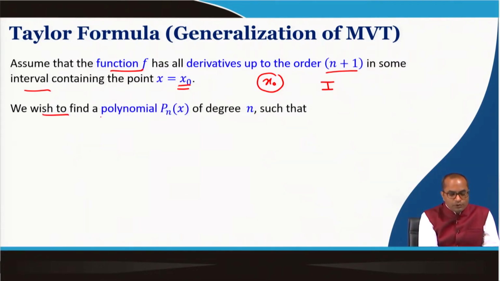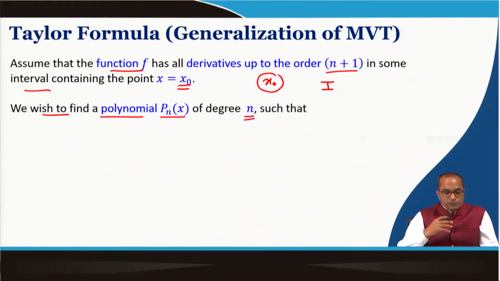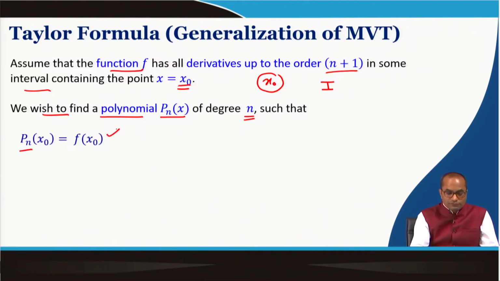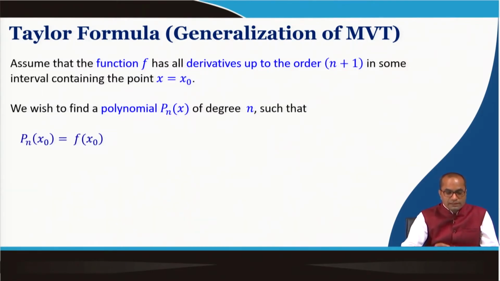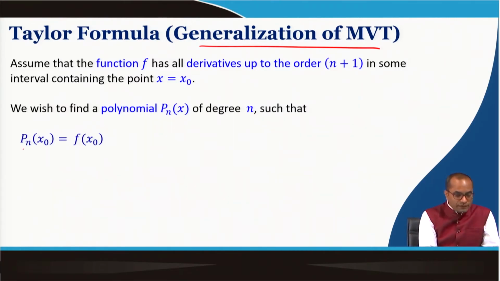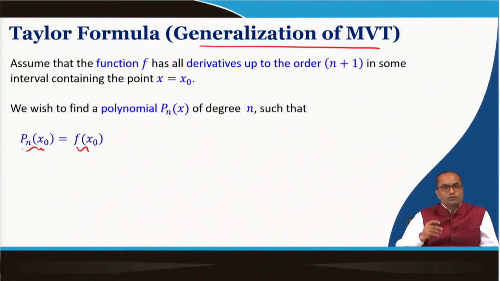and we wish to find a polynomial p n x of degree n. What is the condition on this polynomial? The polynomial value at x naught should be equal to the function value at x naught. Therefore, this x naught point is important, and we will discuss more a little later on this, and how this is a generalization of the mean value theorem, that will also be discussed in this lecture. So now the idea is that we want to construct a polynomial of degree n which has the value at this x naught point equal to the function value at x naught point. That is the one condition.